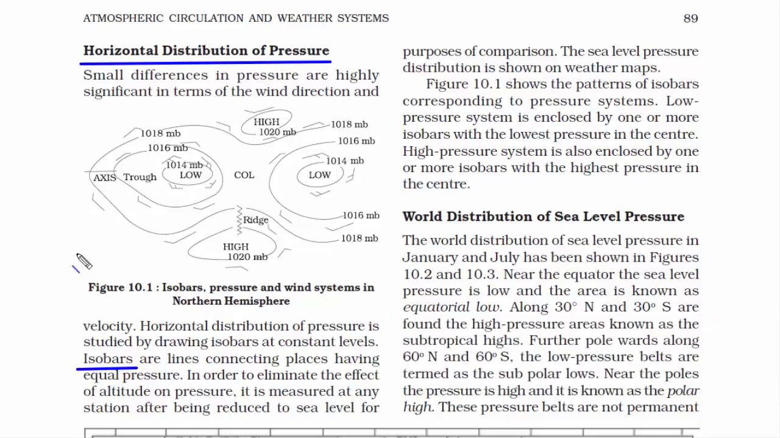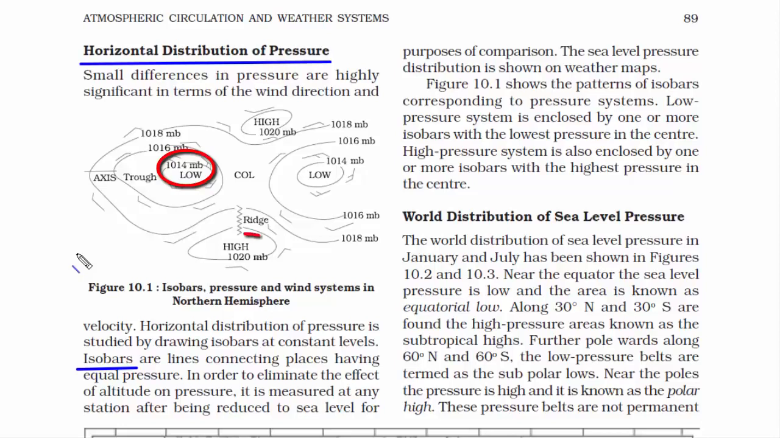And always remember this point. Isobars play a major role in determining the speed and direction of wind. So the way we read air pressure on a surface is by looking at the patterns of isobars. Whenever you see these circles and the corresponding number, for example, here it says 1014 MB low. That means it is the lowest pressure zone of that region, okay?